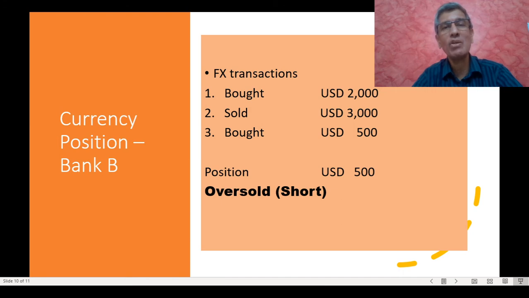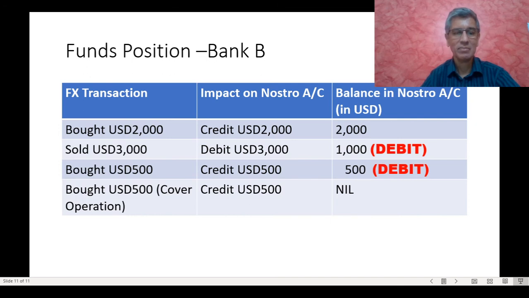Now let us see the implications of this oversold position on the Nostro account of the bank. So let's look at the impact on the balance of the Nostro account of the bank. So first, the bank bought US dollars 2,000. Such buying transaction will result in a credit of 2,000 US dollars in its Nostro account, and at the end of this transaction, its Nostro account will show a balance of 2,000 US dollars. Subsequently, the bank sold $3,000. This sale will result in a debit of $3,000 in its Nostro account. At the end of this transaction, it will have a debit balance of 1,000 US dollars.